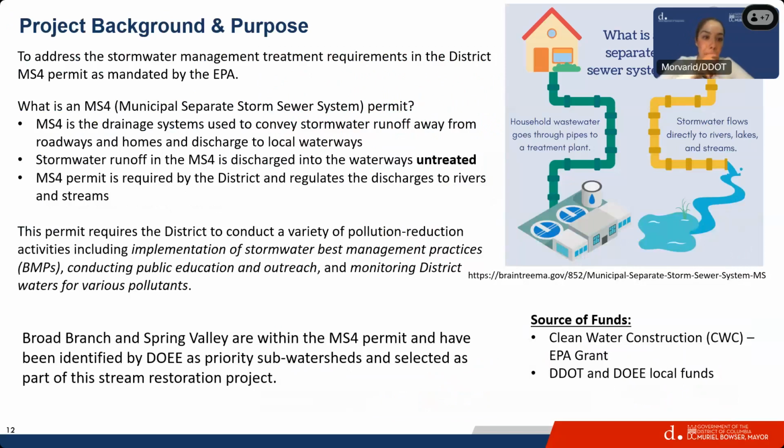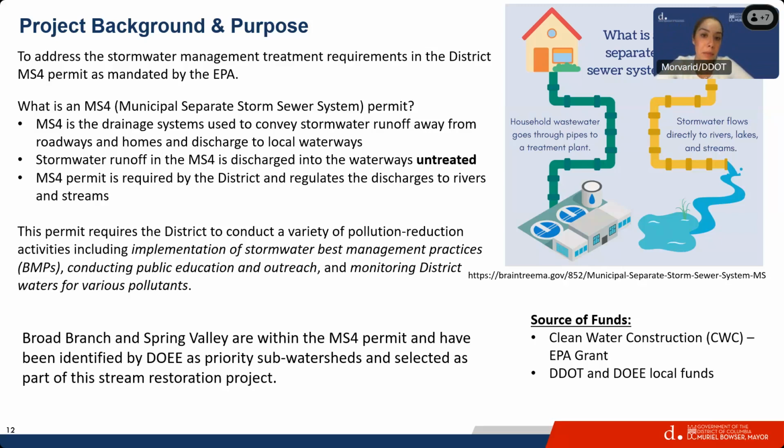Next slide, please. We got a lot of questions about the purpose of this project. Why do we do this project? To answer this question, I'm going to talk about MS4 permits and what MS4 is. MS4 comes from Municipal Separate Storm Sewer System. As you can see in the picture on the right, MS4 is a drainage system. That means that we have separate pipes for stormwater and household wastewater. Stormwater flows through one pipe and ends up in the rivers, lakes, and streams. Household wastewater goes through another, separate pipe and goes to a treatment plant.